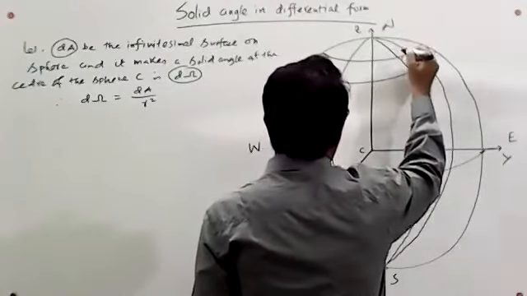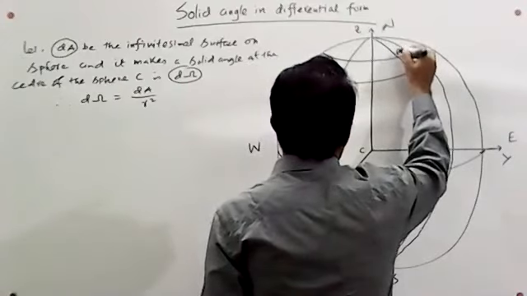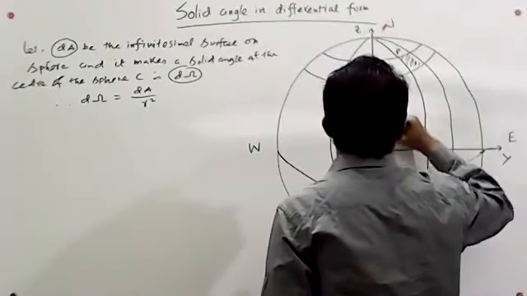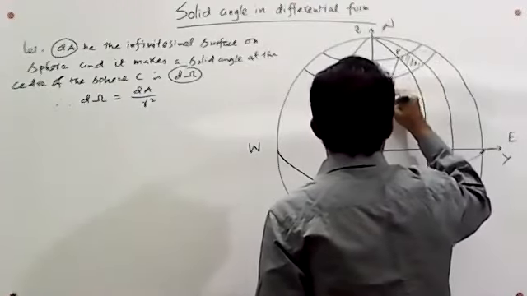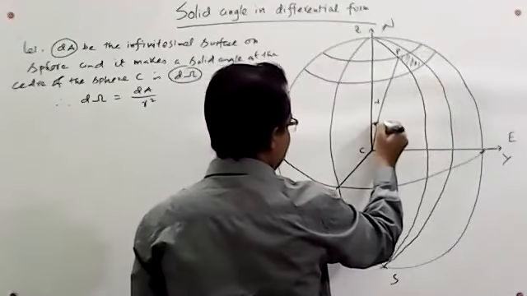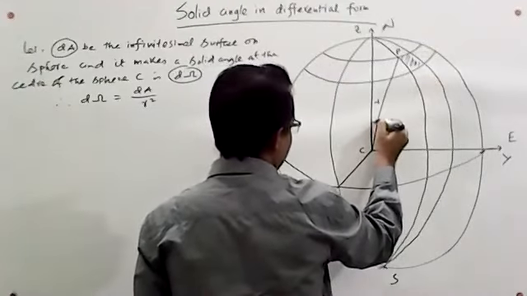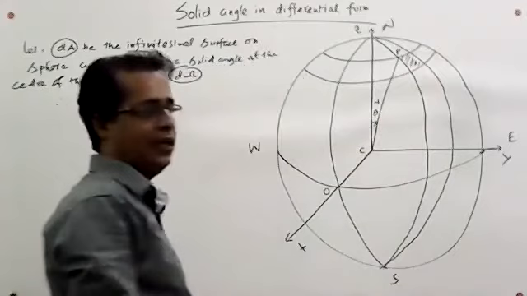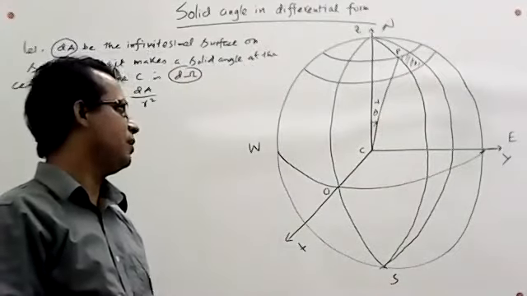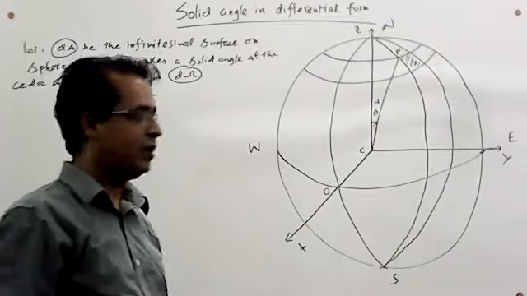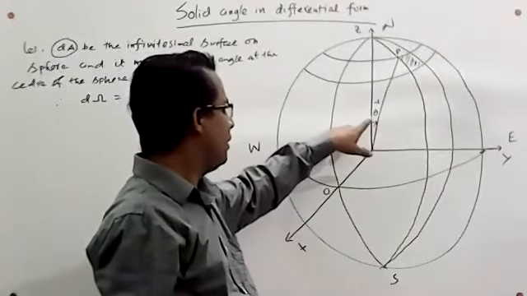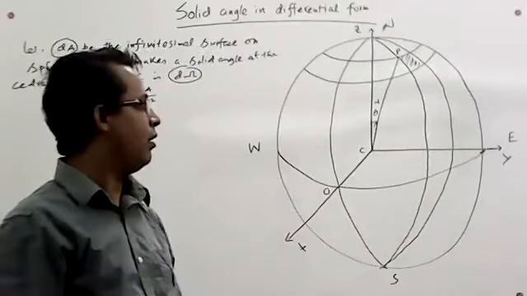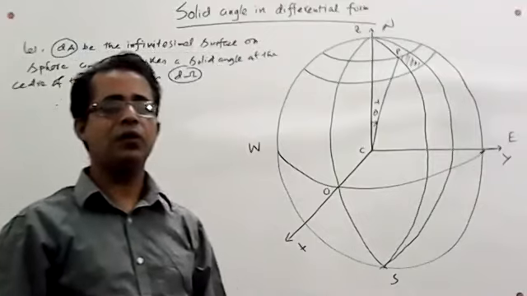Let this point be P, and the radius of the surface, or radial distance of P, is denoted by R, which makes an angle with the z-axis in the right direction, or clockwise direction, which is called theta. In the geographical coordinate system or spherical coordinate system, this theta is actually called the polar angle or zenith angle, or it is also called co-latitude.